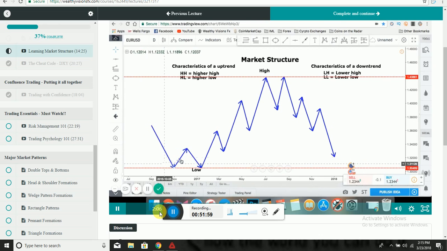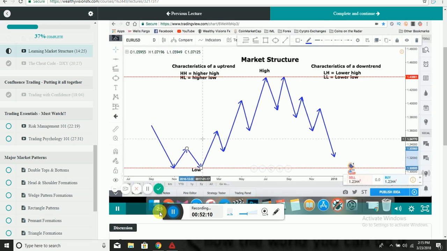If this low right here would have been broken, if this would have come down and closed below this low, then the downtrend normally will continue. It will be a continuation of the downtrend. But since it didn't break the low, and it came back up and pushed off and broke this structure level right here, listen to what I'm saying. I know it's going to take you guys a few times to actually get it.